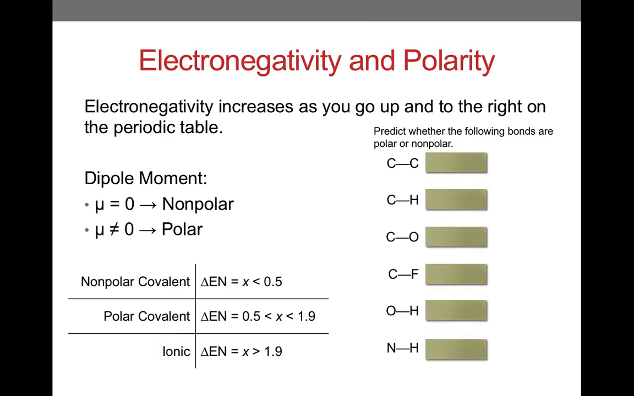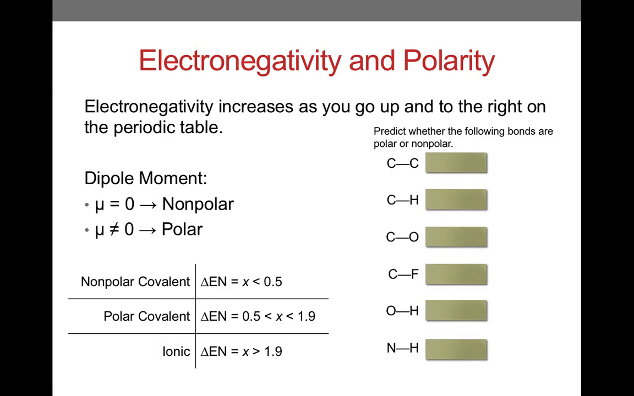We can use electronegativity to assign polarity. A dipole moment of 0 indicates nonpolar, and a dipole moment other than 0 indicates polar. We can use this table of electronegativity ranges to determine if a molecule is nonpolar covalent, polar covalent, or ionic.